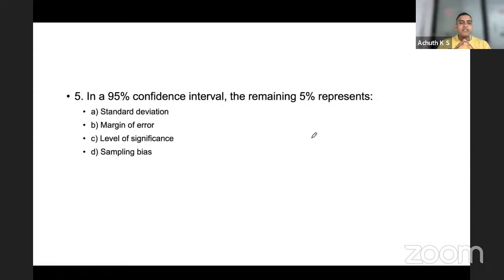In a 95% confidence interval, the remaining 5% represents what? It is the level of significance. In a 95% confidence interval, the remaining 5% is significant.